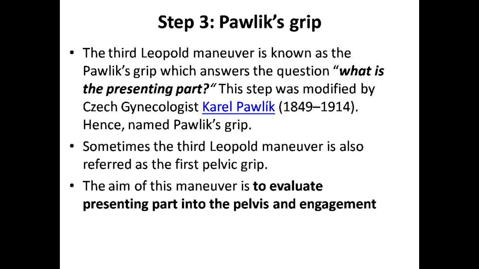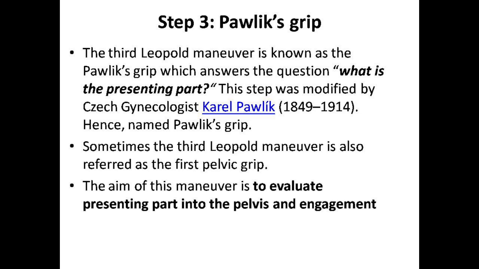Sometimes the third Leopold maneuver is also referred to as the first pelvic grip, so make a note of it. The Pawlik grip, or the third Leopold maneuver, is also known as the first pelvic grip. The aim of this maneuver is to evaluate the presenting part in the pelvis and the engagement. After doing the Pawlik grip, it will help to identify the presenting part as well as the engagement.